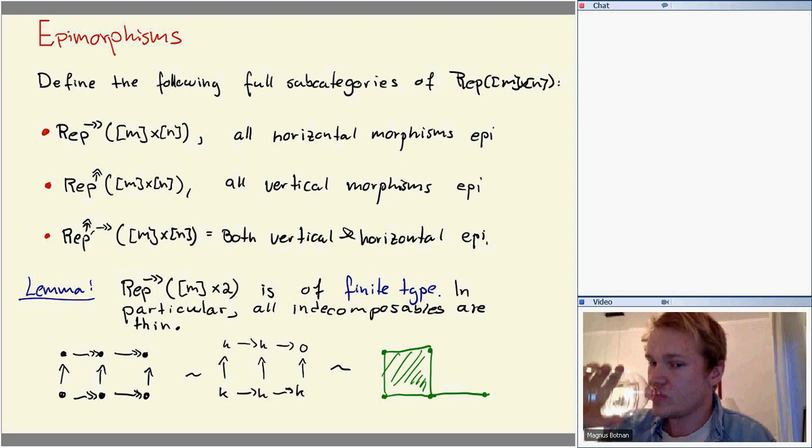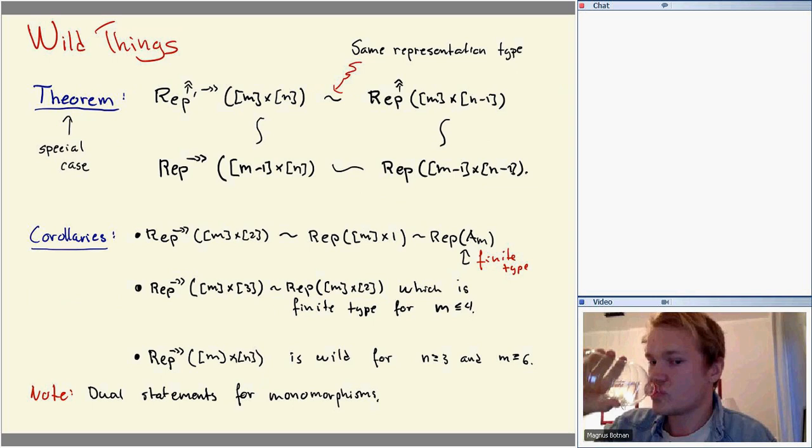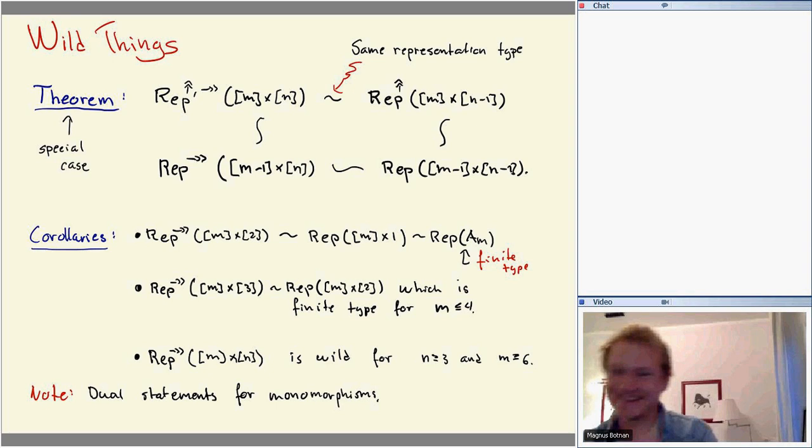If you go forward one slide, looking at the middle bullet point, where you have horizontal epimorphisms is the same representation type as M times 2, which is finite for M less than or equal to 4. Can you take the finite indecomposable summands for the M cross 2 case and use those to produce the indecomposable summands in the M cross 3 case where you have horizontal epimorphisms? Can you use the indecomposables from one setting to get the indecomposables in the other? That's a question for the algebraists, I think.